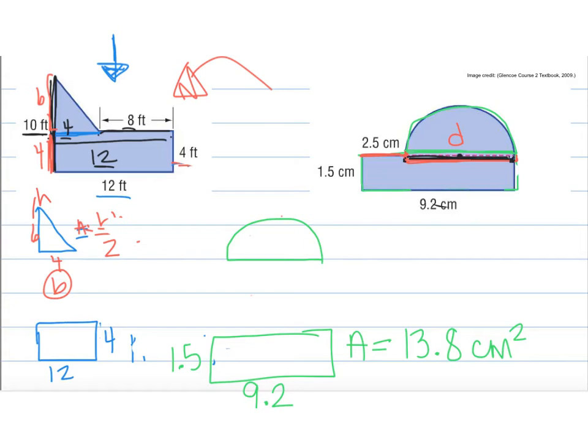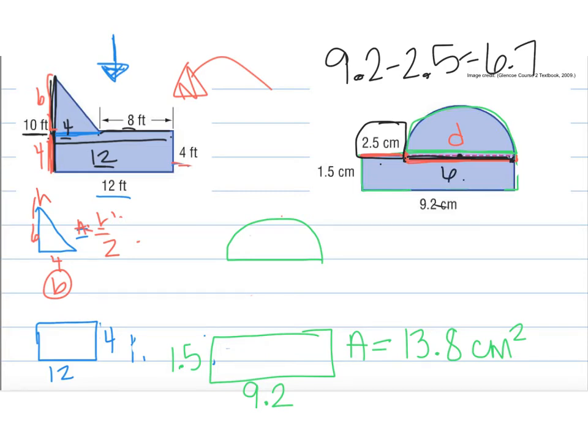So now we know that we're given the diameter. So if this right here is 2.5, I'm going to take 9.2 and I'm going to subtract 2.5. So 9.2 minus 2.5 equals 6.7. So now I know that my diameter is 6.7 or 6 7/10 because 6 7/10 plus 2.5 equals 9.2.